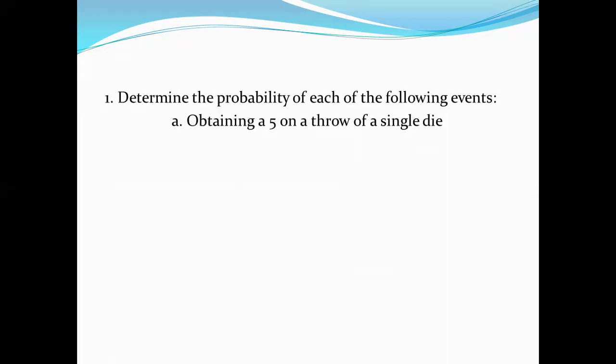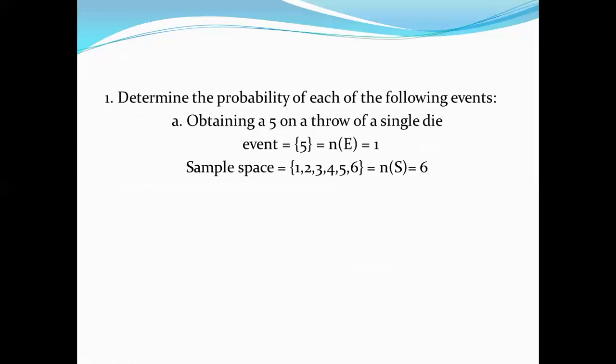Okay, so to further understand the concept, let's have this example. So in first example natin, determine the probability of each of the following events. Letter A, obtaining a 5 on a throw of a single die. Okay, so we all know na a die has 6 possible outcomes. We're looking for the probability of obtaining a 5. So that's going to be your event. Counting this outcome in your event, you only have 1. That is obtaining an outcome of 5.